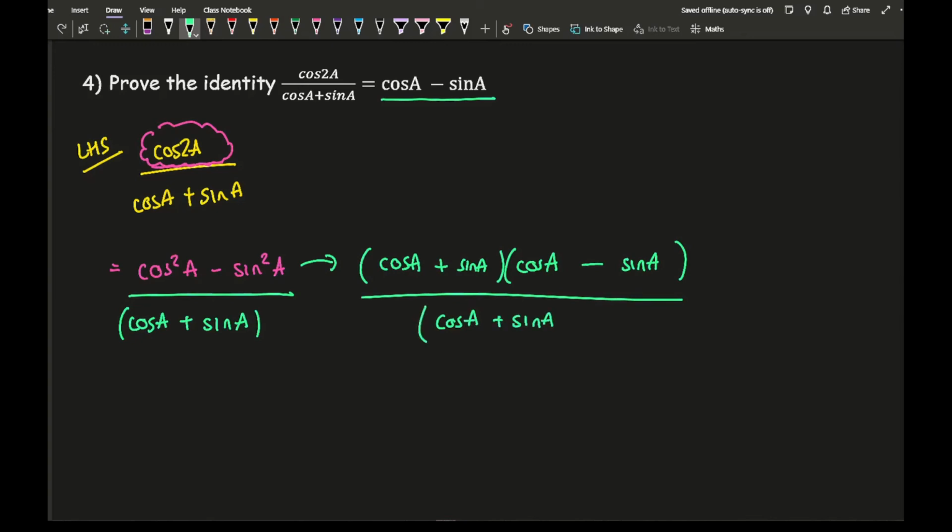Although there are no brackets, I'm going to put brackets around that denominator, because from this you should be able to see that those two things cancel. So what I'm left with is cos A minus sine A, which equals the right hand side. QED.